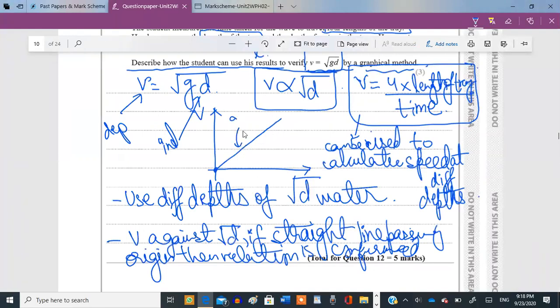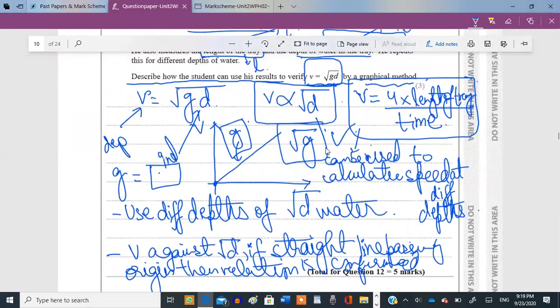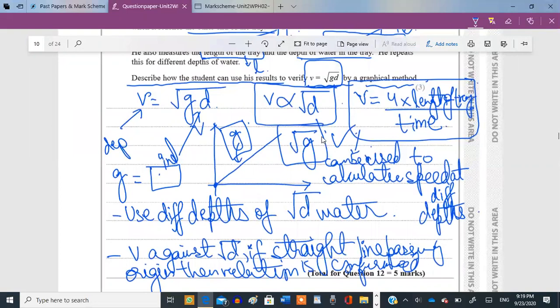Use the gradient. Okay, what will the gradient of this graph represent? Will it represent G or will it represent square root of G? It will represent square root of G. So calculate the gradient and see what the value of the gradient turns out to be. If it is the same as the value of square root of G, then using that method, you can verify that yeah, it's correct. Okay. So we got almost all the marks. Moving on to the next question.